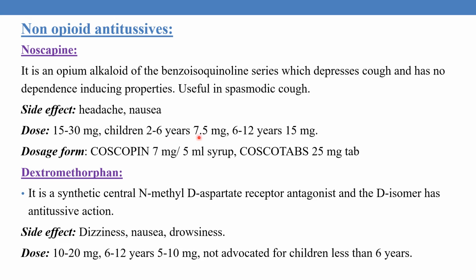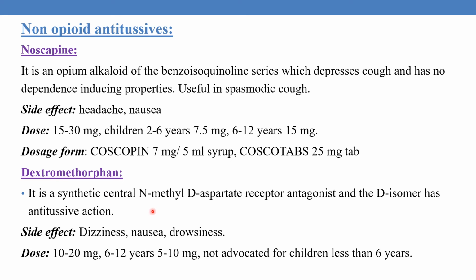In children 2 to 6 years, it should be given as 7.5 mg, and for 6 to 12 years it can be given up to 15 mg. The marketed products are Coscopin 7 mg per 5 ml syrup and Cosco tabs, which are 25 mg tablets. The next drug is dextromethorphan.